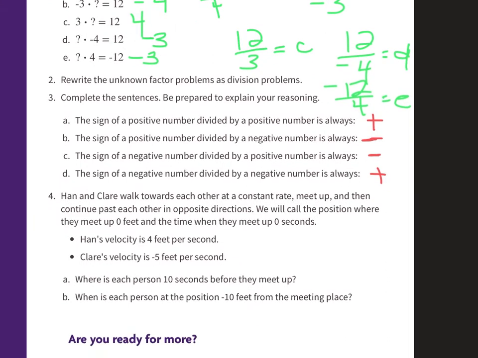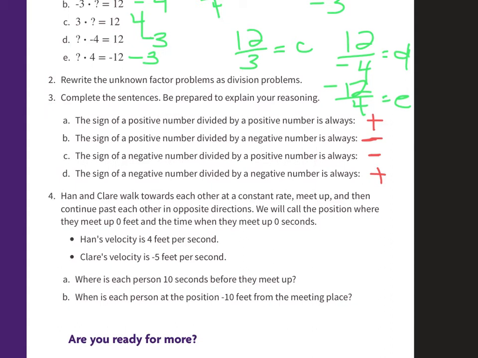Number 4, Han and Claire walk towards each other at a constant rate, meet up, and then continue past each other in the opposite directions. We will call the position where they meet up 0 feet and the time when they meet up 0 seconds. Han's velocity is 4 feet per second. Claire's velocity is 5 feet per second. Where is each person 10 seconds before?